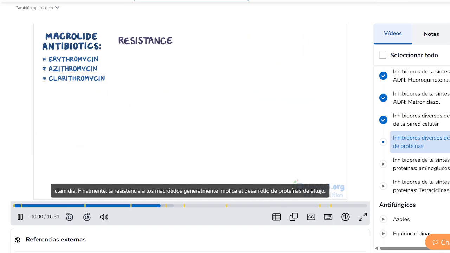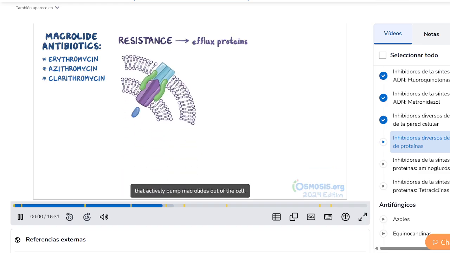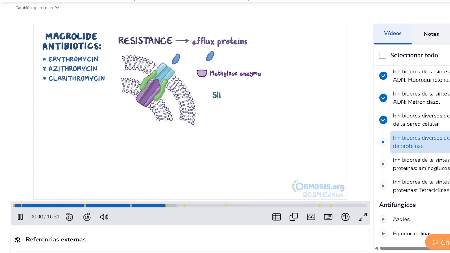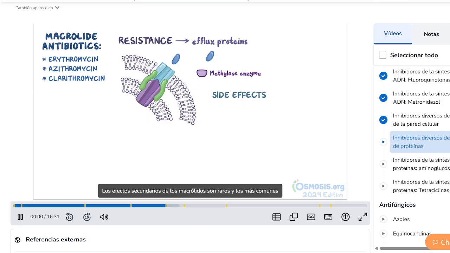Finally, resistance against macrolides typically involves developing efflux proteins that actively pump macrolides out of the cell. In addition, methylase enzymes can alter the ribosomal target site of the drug, and thus decrease the drug binding. Side effects of macrolides are rare, and the most common is gastrointestinal problems like diarrhea, nausea, and vomiting.